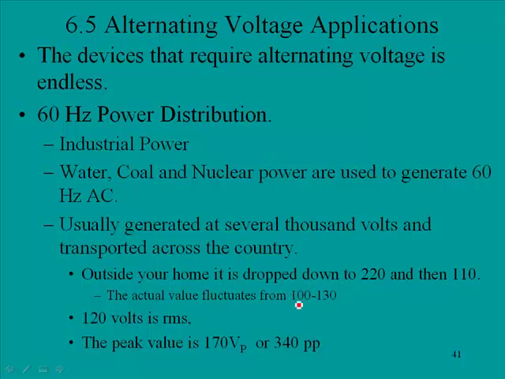Now the actual value fluctuates from 100 to 130. We typically say 120 volts, and this value is the RMS value. The peak value is 170, and the peak to peak would be 300 and 400. Remember, when we looked at 120, if we divided that by 0.707, that's where we would get this peak value. When we look at AC, this is the peak, and from here to here would be the peak to peak. If we looked at it on the oscilloscope at 120 volts, that's what we would see.